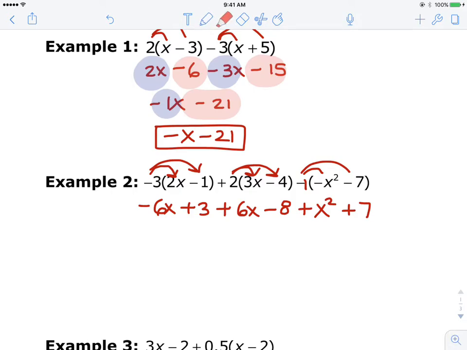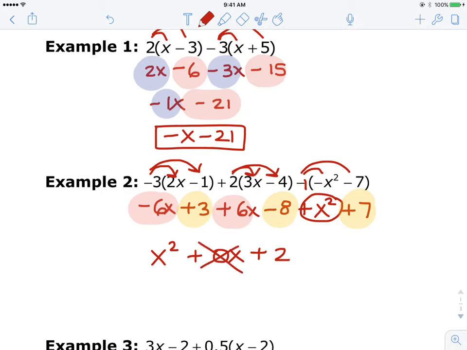Let's see. I've got only one x squared term, and I want that in the front. Now I'm going to look at my x terms. I've got a negative 6x and a positive 6x. Well, negative 6 plus positive 6 is just 0x. We're going to deal with that in a minute. And then finally, I've got a bunch of constants. I've got a positive 3 and a negative 8 and a positive 7. If I add all of those numbers together, that leaves me with a positive 2. Now this term in the middle, this 0x, we don't actually need to write 0x. So we just end up with x squared plus 2.